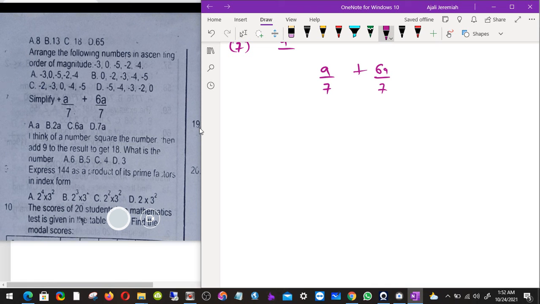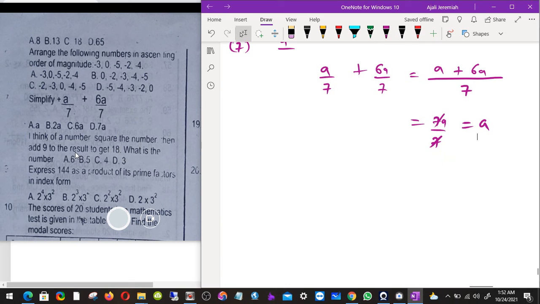Now, because the denominators are the same, you can just take one of them, because that will still be the LCM. So 7 into 7 is 1 times a is a, and 7 into 7 is 1 times 6a is 6a. So the simple rule is take one of the denominators and add the numerators. a plus 6a is 7a over 7. 7 into 7 is 1, and that gives us a. That's option A.